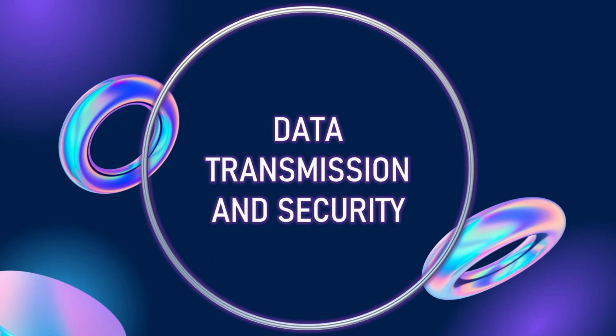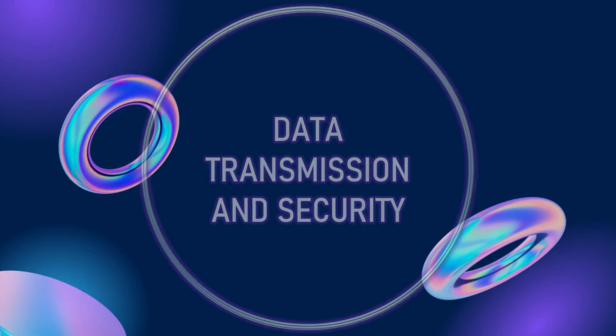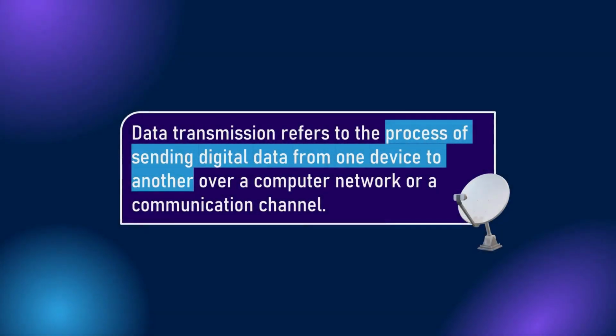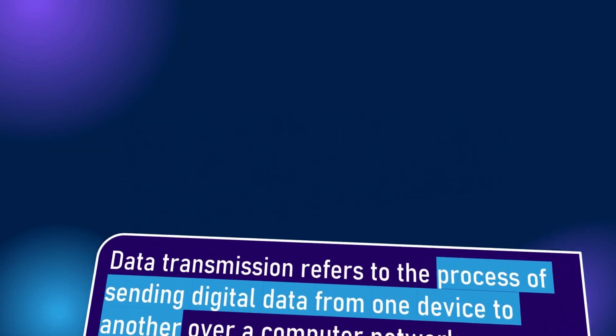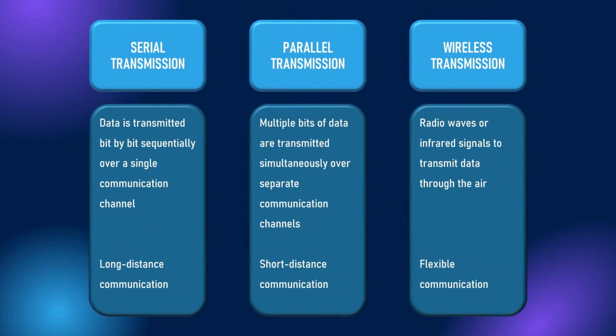Lastly, we will talk about data transmission and security. There are several methods of data transmission, including serial transmission. In serial transmission, data is transmitted bit by bit sequentially over a single communication channel. It is commonly used for long-distance communication as it requires fewer wires and is less susceptible to noise interference. Examples of serial transmission include RS-232, USB, and Ethernet.